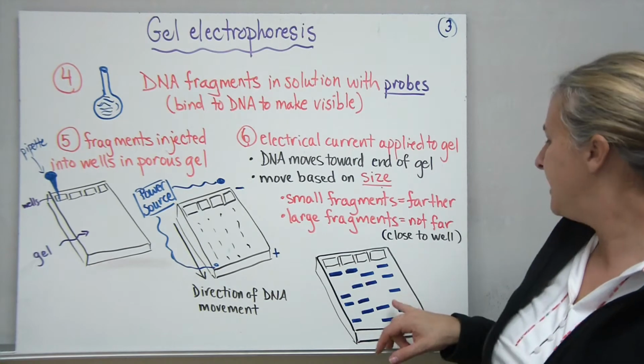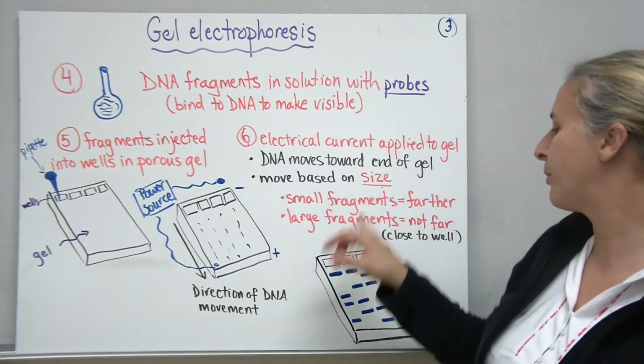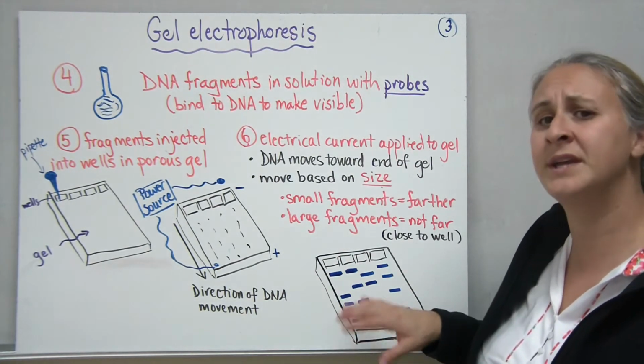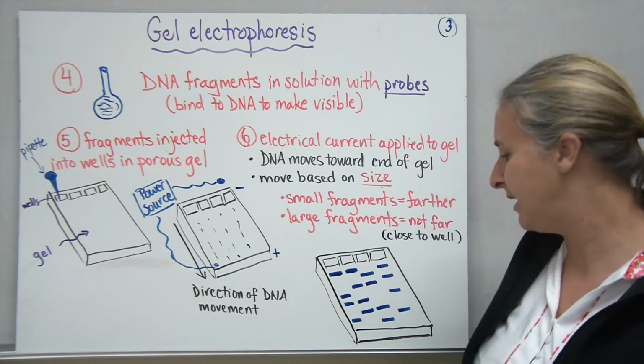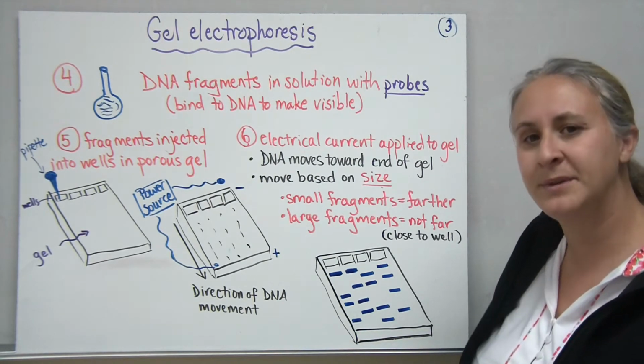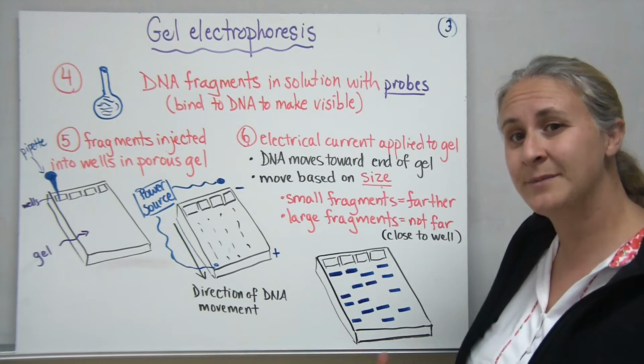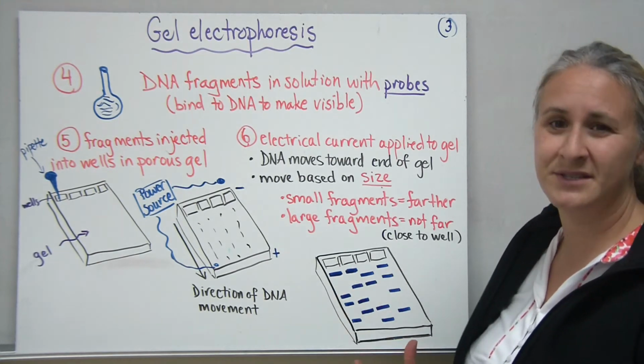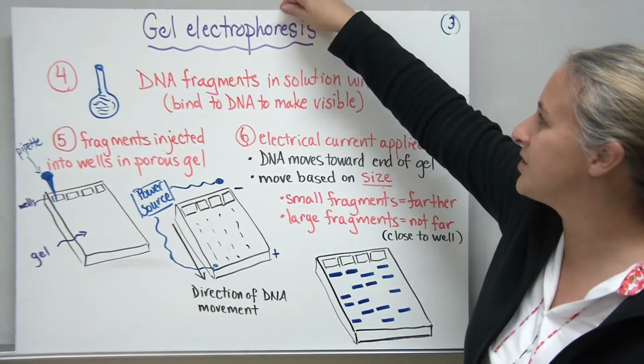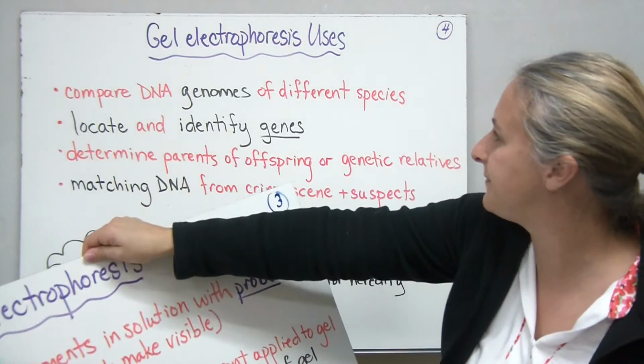So in the end, since we use these probes to make it visible, we can then eventually get it underneath an X-ray and have these probes come up and become visible to show our segments of DNA. Now right now it doesn't really mean much. We're going to talk about how to interpret the gel in a second.